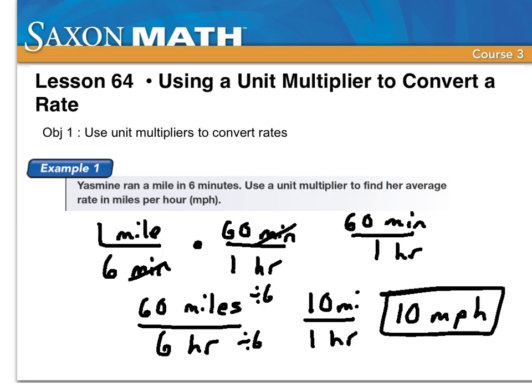So again, let's walk through this one more time. Take the information they give us and put it in a fraction. Decide what our unit multiplier is going to be. In this case, I needed to go from minutes to hours, so I'm going to multiply by minutes per hour to cancel out the minutes, and then go from there. And we've got one more example.